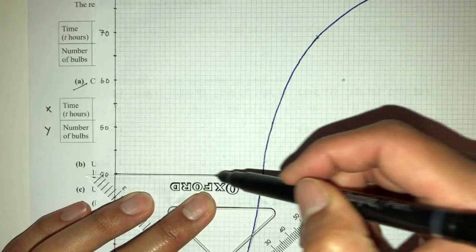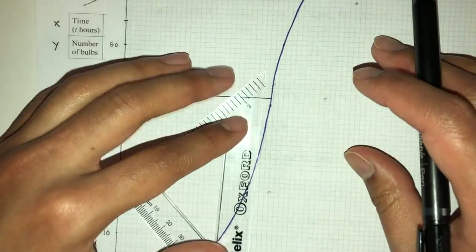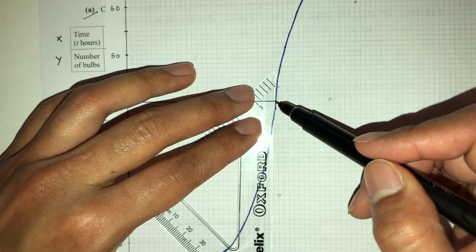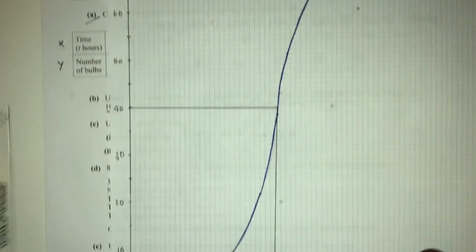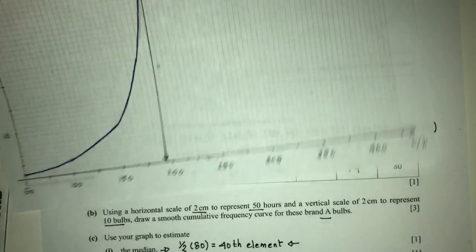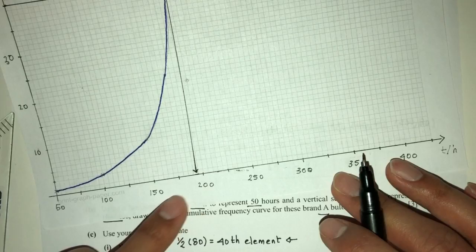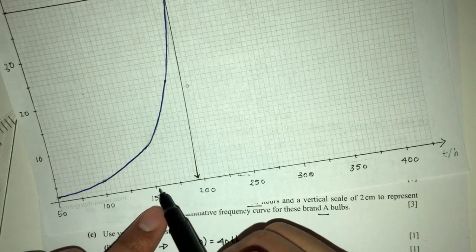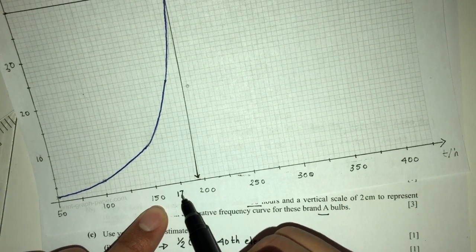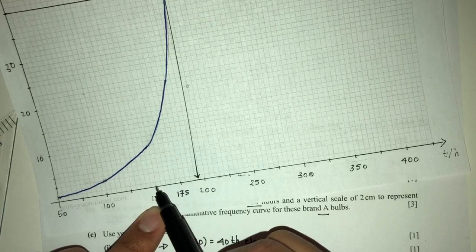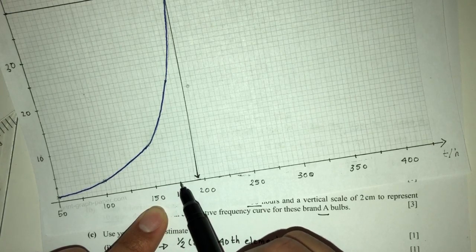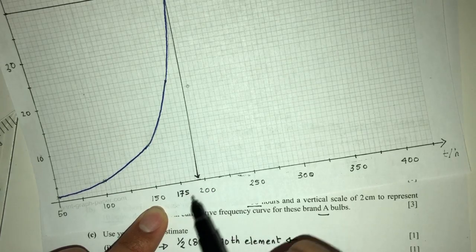The 40th value. You will cut your graph here and you will have to find the corresponding value on the x-axis. So for me, my reading shows to be here. So that shows to be what? This is 175. So basically we have two, so we have 1, 2, 3, 4, 5, 1, 2, 3, 4, 5.